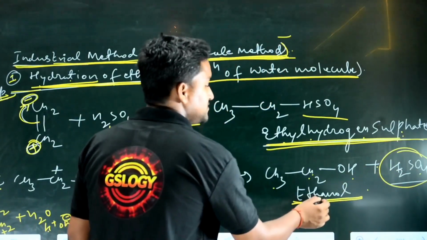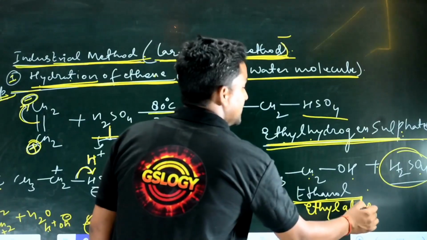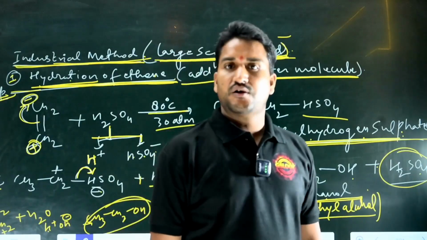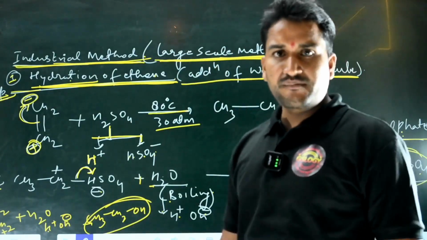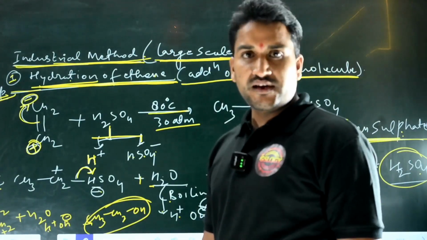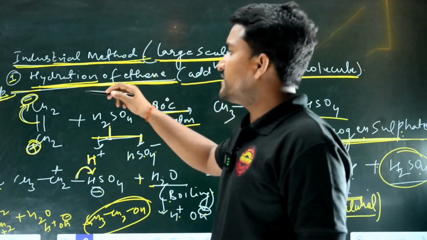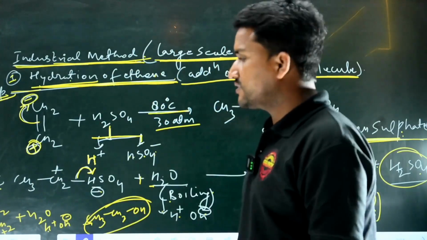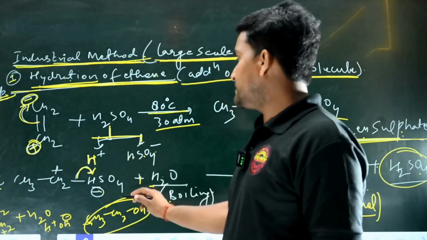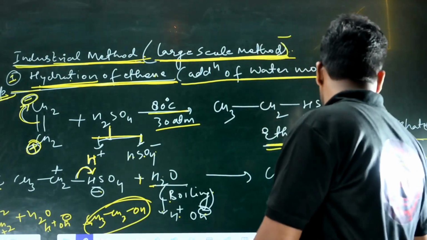It is ethanol, and it is also called ethyl alcohol. You know very well, ethyl alcohol is a common name of ethanol. Ethanol is the IUPAC name, and ethyl alcohol is the common name. So clear everyone? Industrial method, it is a large scale method. In this method, how many steps? Two steps. Okay. In the first step, attack of the H2SO4, and in the second step, attack of the water molecule on the ethyl hydrogen sulfate.